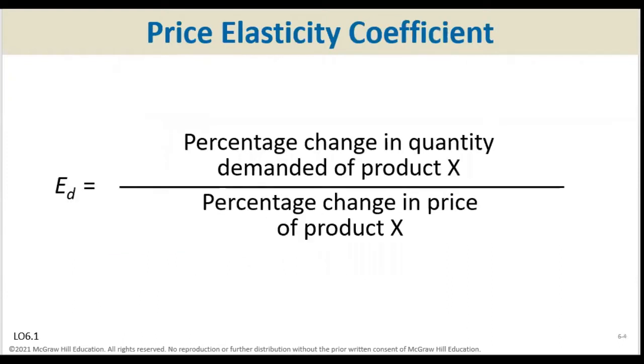So how do you calculate the price elasticity coefficient, what we call E sub D? It is the percentage change in the quantity demanded of a product divided by the percentage change in the price of that product. Anytime you talk about change, it's a variance between two positions, right? The initial position and now the new position.